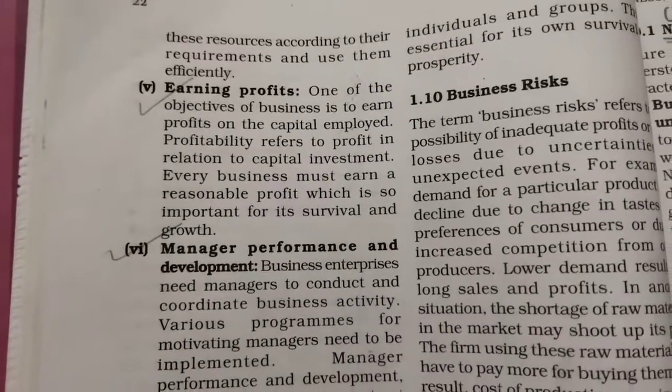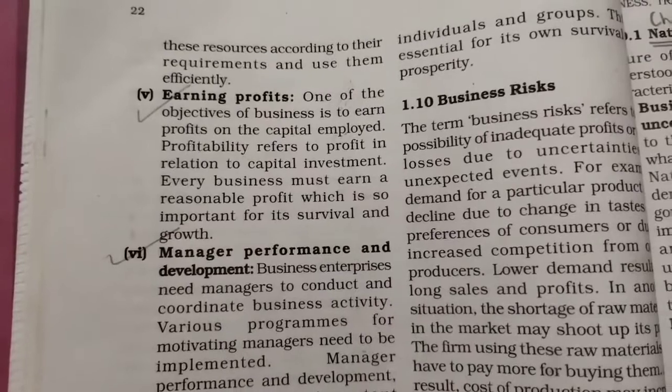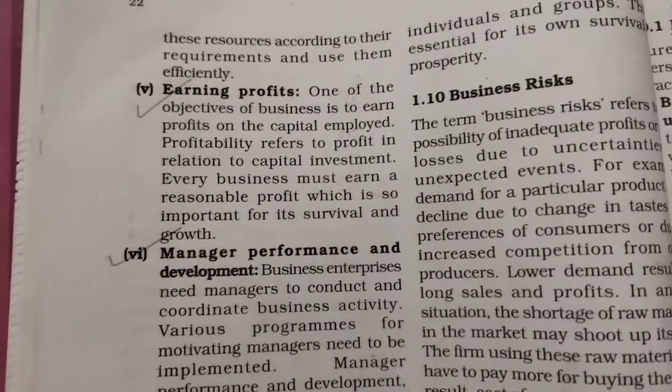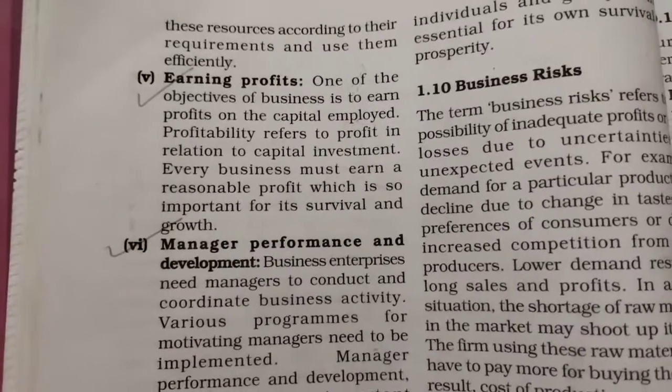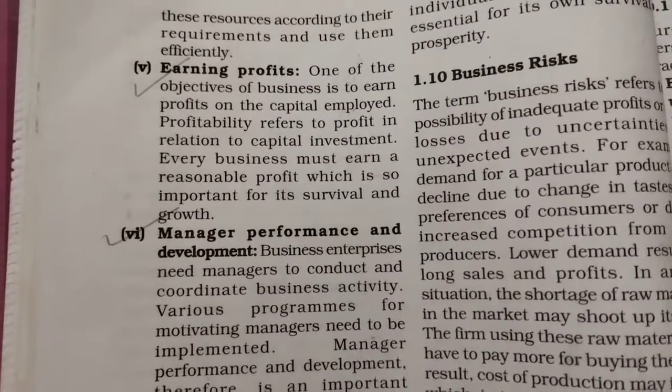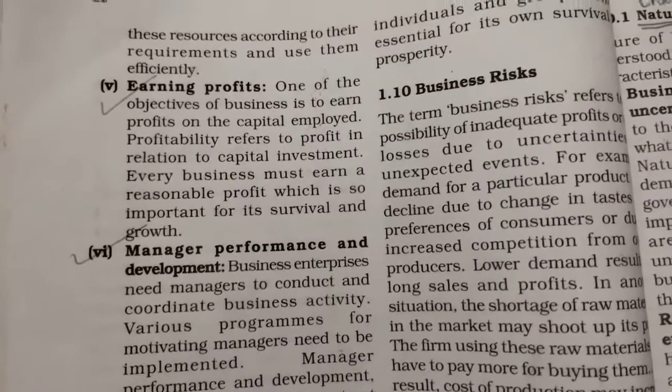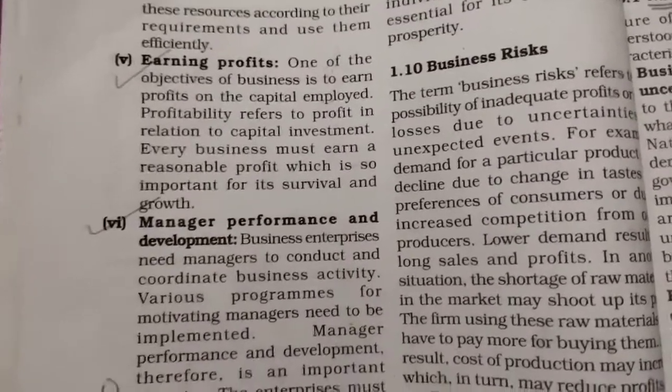Fifth is profit earnings. So one of the objectives of business is to earn profits on the capital employed. Profitability refers to profit in relation to capital investment. So every business must earn a reasonable profit, which is so important for its survival and growth, and no business can run longer without profit.